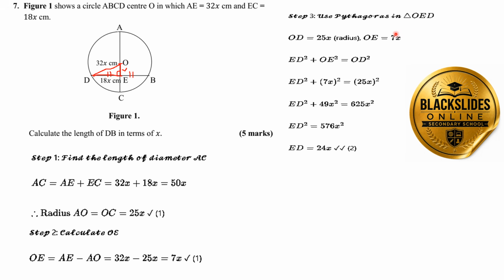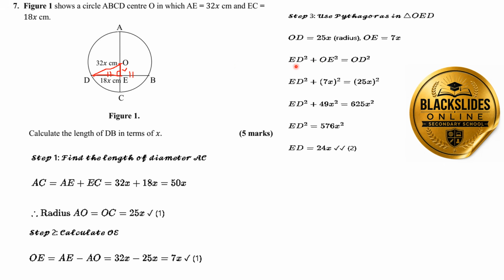All right, so from the diagram, looking at triangle OED, OD is 25, that's the radius. And OE is given to us as 7. How is it 7? Remember, this is the diameter of length 25. The radius is 25. That's OC. So to find OE, we simply take 25 minus 18. So this one here is 7.